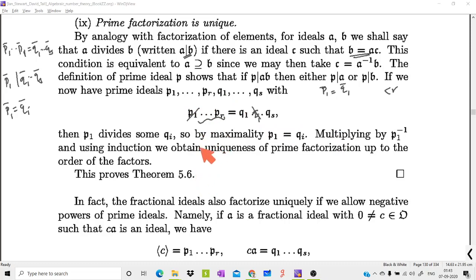In between we already proved result 5.5. It says that the set of all fractional ideals forms a group. So the only thing we have to prove is that every fractional ideal possesses an inverse element. That we have proved in the previous results.